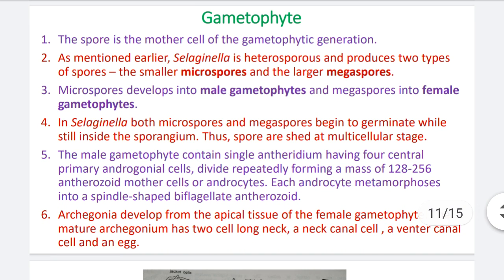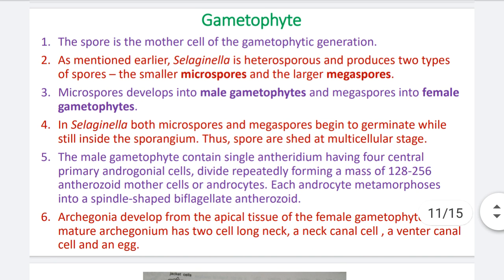Then gametophyte. Gametophyte means what? Gametophyte means gametophytic generation, gametophytic plant body. The gametangia-producing plant body is called the gametophytic plant body. Gametangia means what? Male and female reproductive structures are called the gametangia. Singular, gametangium. The male gametangium is the antheridium. The female gametangium is the archegonium.